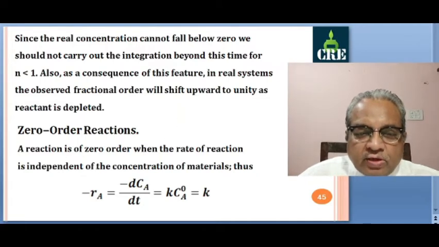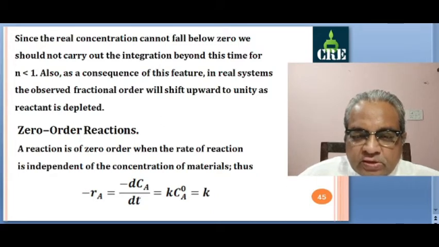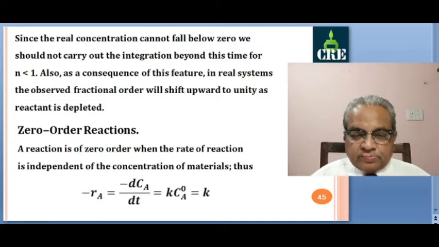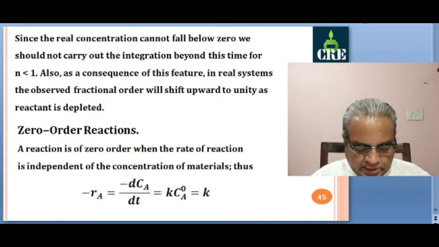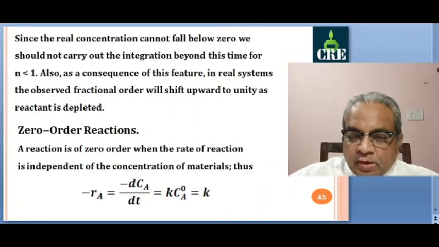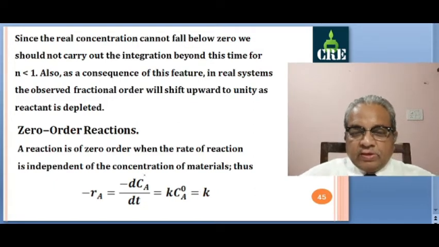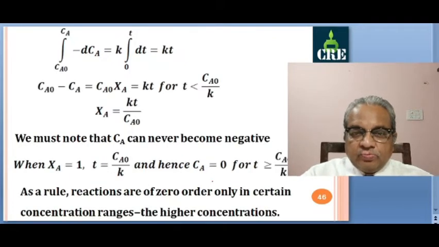A reaction is of zero order when the rate of reaction is independent of concentration. Minus Ra is equal to minus dCA by dt, and that is k times Ca raised to 0. Order is 0, and Ca raised to 0 is 1. So the expression is minus dCA by dt equal to simply k. dt will transfer to the other side and we separate the variables. So integral 0 to t of dt is t, and the right hand side is simply kt.